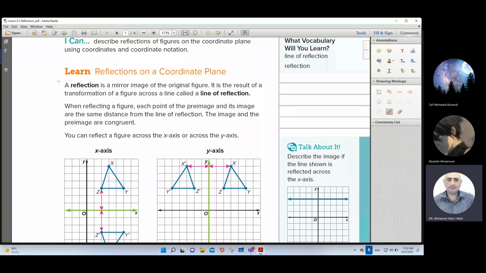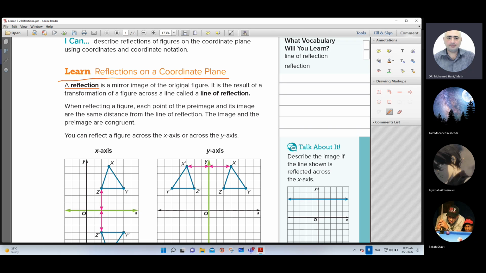The first idea in this lesson, we want to learn reflections on a coordinate plane. What's the meaning of a reflection? A reflection is a mirror image of the original figure. It is the result of the transformation of a figure across a line called a line of reflection.